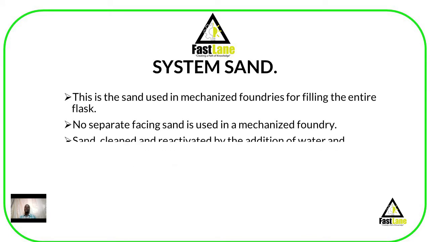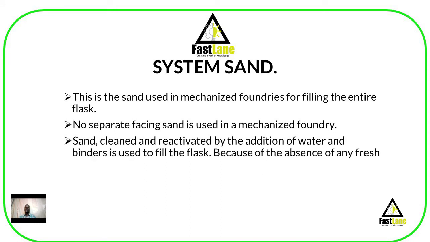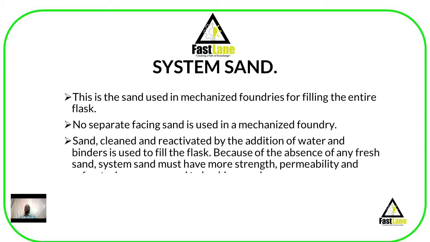We need to know that the sand, first of all, is cleaned and reactivated by the addition of water and binders, and then filled in the flask. And because of the absence of any fresh sand, let me say the green sand or the dry sand, the system sand must have more strength. It should have good permeability. It should have a property of refractoriness compared to the backing sand. So simply, when it comes to the system sand, it's used under mechanized foundries.